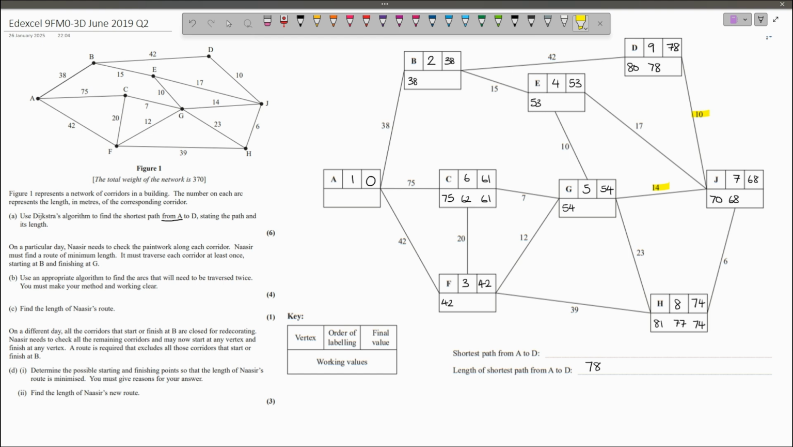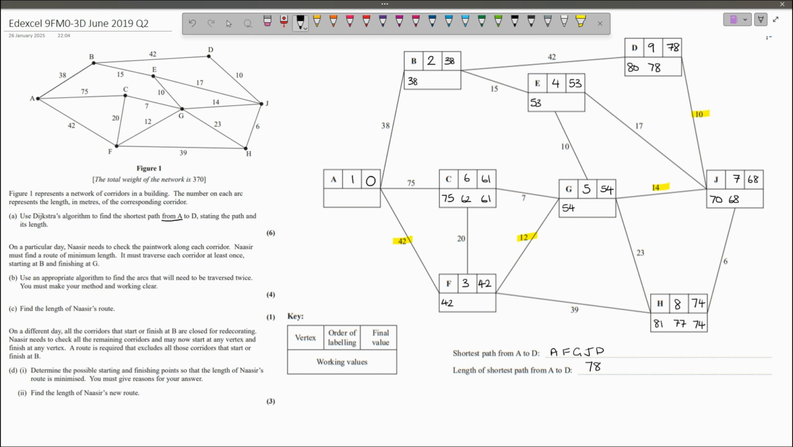54 subtract 12 gives me 42. And finally, 42 subtract 42 gives me 0. So it looks like I've gone from A to F to G to J to D.